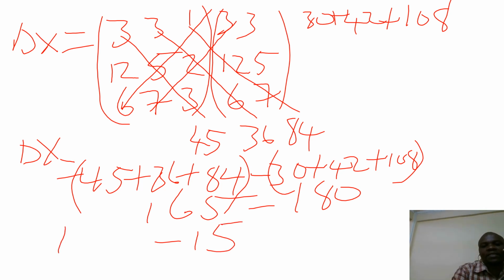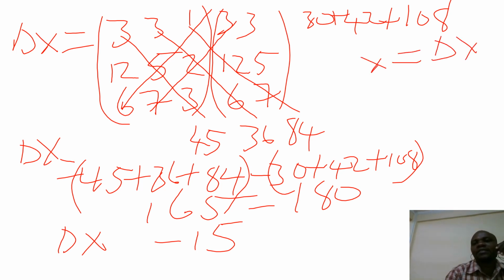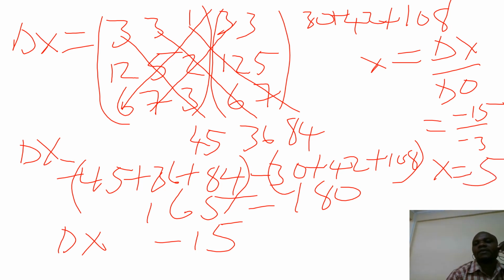That is my dx. And I know that to get the value of x, I'll use dx divided by do. Remember, my do was negative 3, so I'll have negative 15 divided by negative 3. And this gives me my value of x is equal to 5. So the next thing is to get the dy.